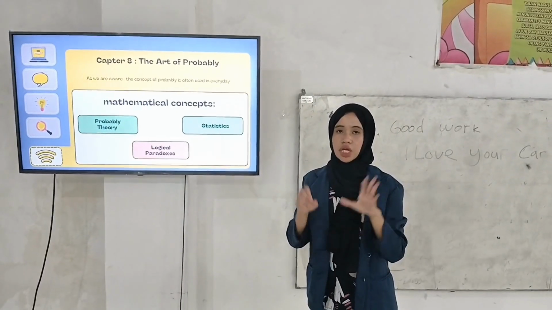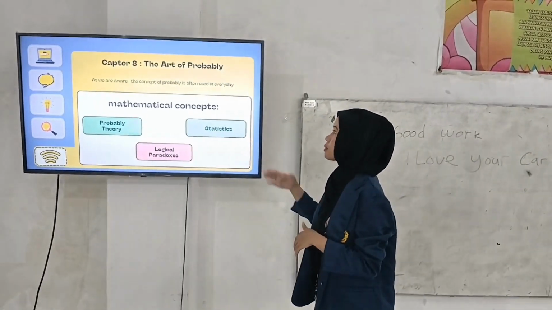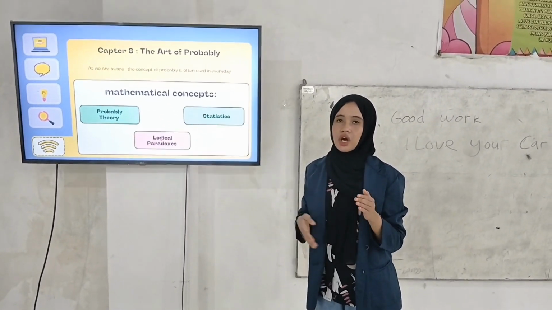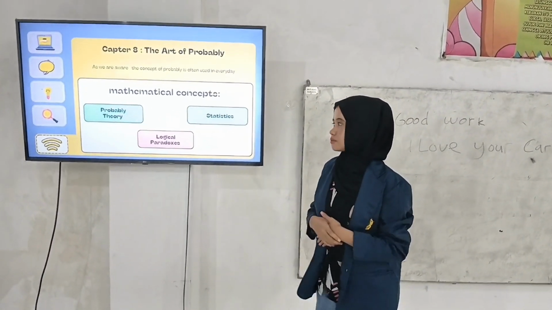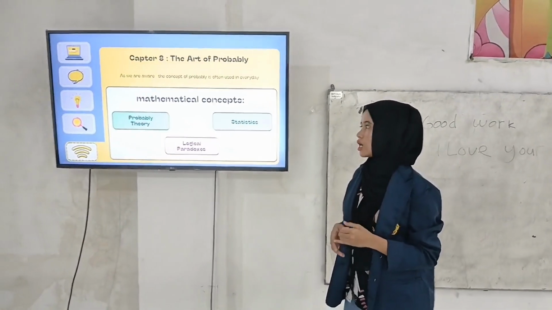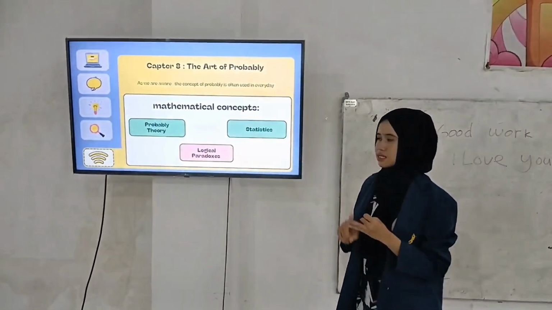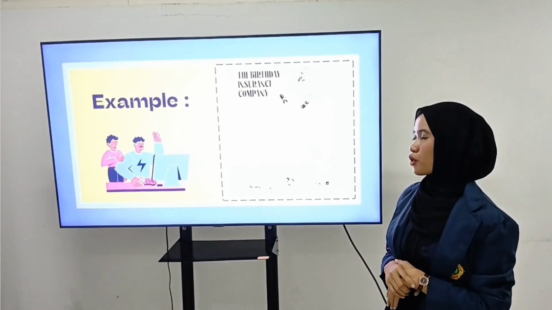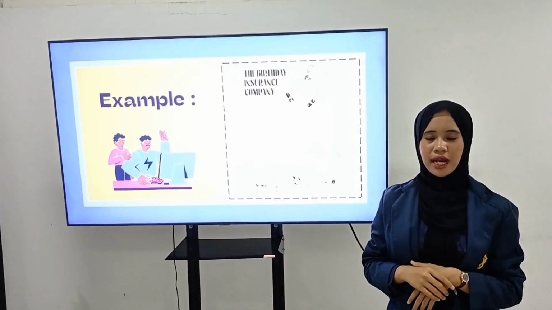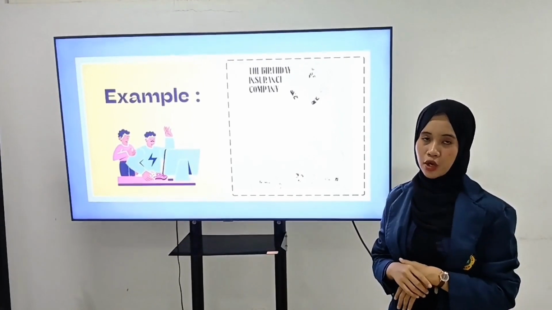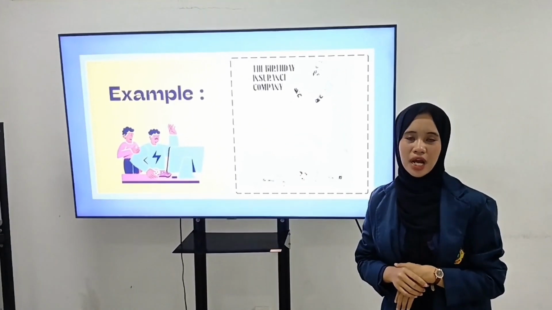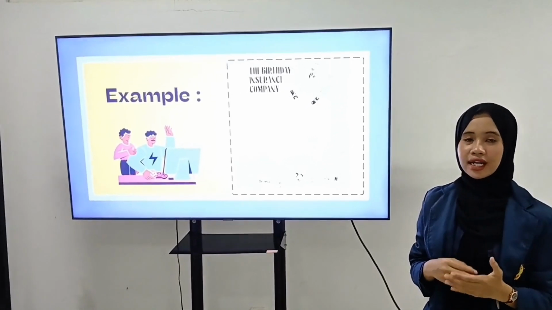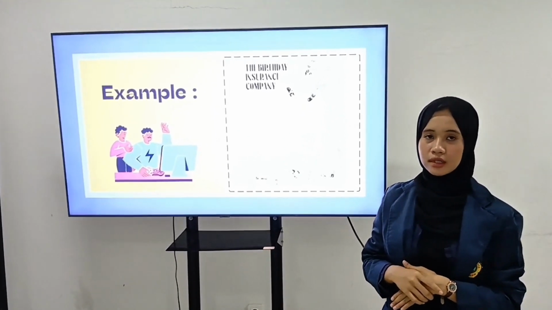Now, we are going to chapter 8 about the art of probability. As we are aware, the concept of probability is often used in everyday life. The mathematical concepts are probability theory, statistics, and logical paradoxes. Now, before we go to the example, I want to explain to you about probability theory. Probability theory is a branch of mathematics that deals with chance and analyzing random phenomena.